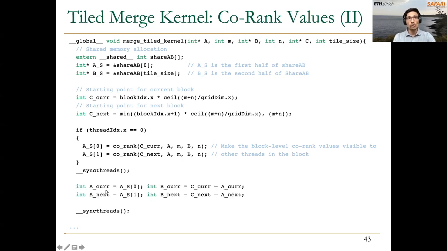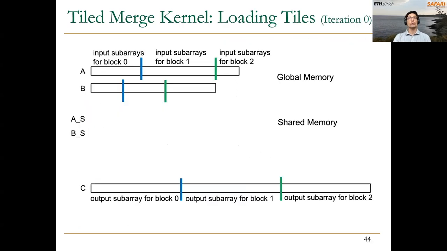Right after that, all threads of the block read AS0 and AS1, and write them into the A current and A next. This way, all of them know where the input tile from A and the input tile from B start and where they finish as well. And then we have to synchronize again because now these two positions, AS0 and AS1, are going to be overwritten with values from the tile coming from global memory.